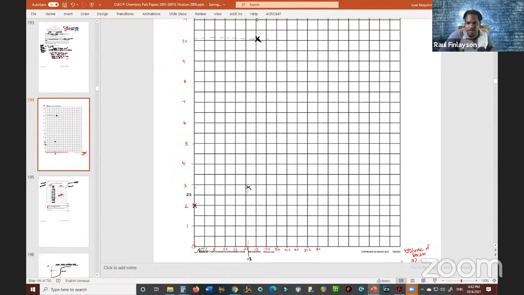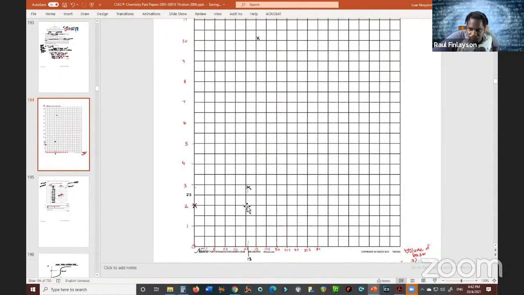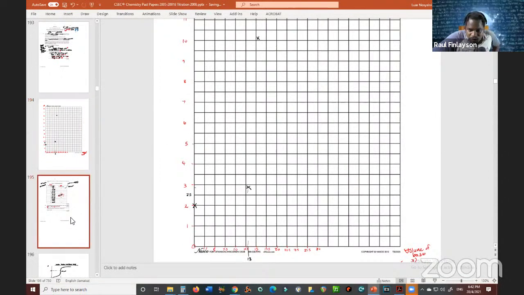Right there. All right, so 15.5 would be right here, and 10.2 would be right there. Put that X right there, guys. That is where the next point would be.